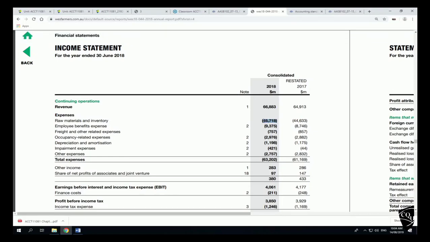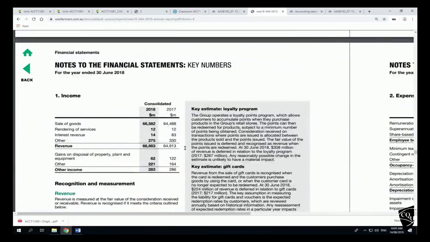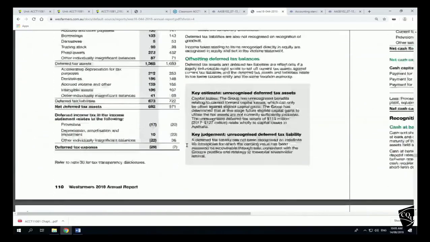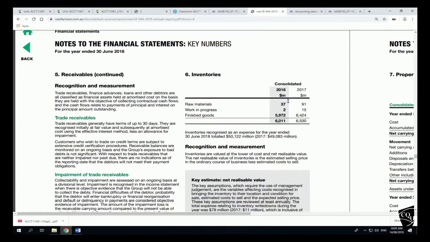So just have a look at this figure. It's quite large. It's $45 billion, 45,718 million. Okay, so $45 billion. I'm going to come back to that figure. Just remember 45 billion. Let's go down to note 6. Scroll all the way down till we get to note 6. Here we go. Note 6 on inventories. So we can see in a little bit more detail what my $6 billion worth of inventory on my balance sheet is made up of. It's made up of raw materials, work in progress, and a large amount of finished goods.